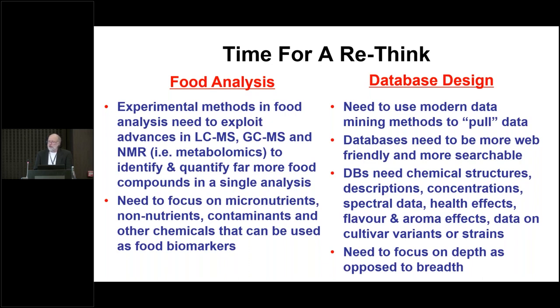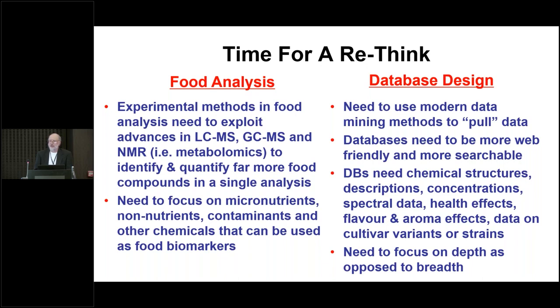Additionally, I think we also need to look at how we design and present the data. A lot of the databases in food composition are not very modern. They don't have the sort of web-friendly or searchable capabilities that are typical of modern databases. We need to use more data mining, machine learning to help pull and extract data from both electronic and literature sources. We also need data to help with the analytical process.